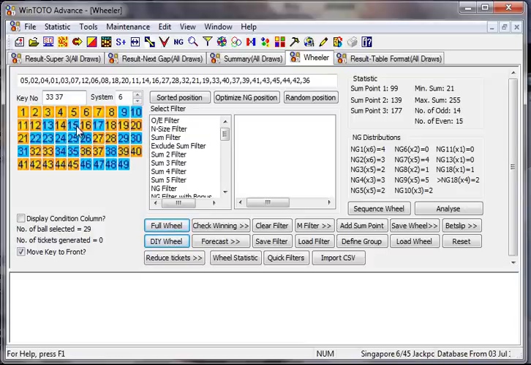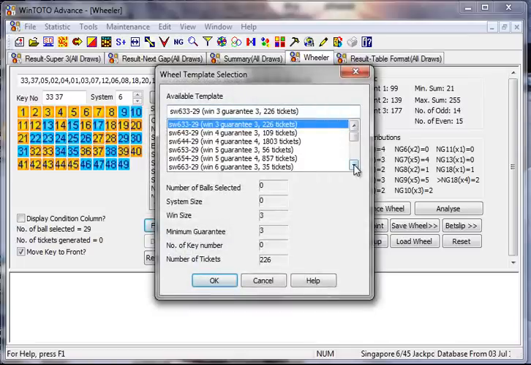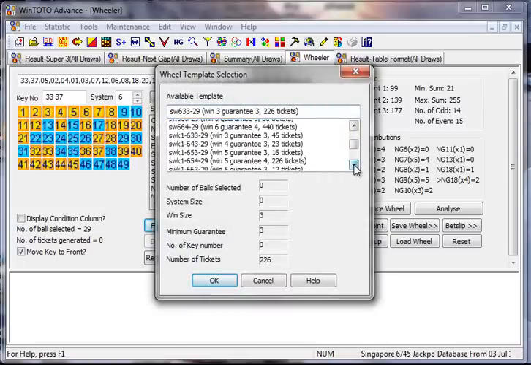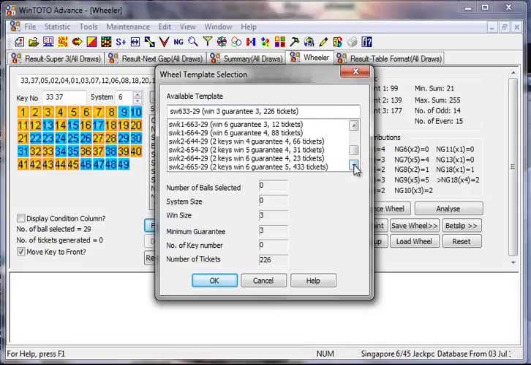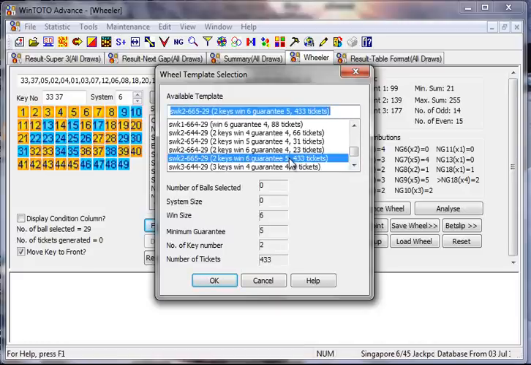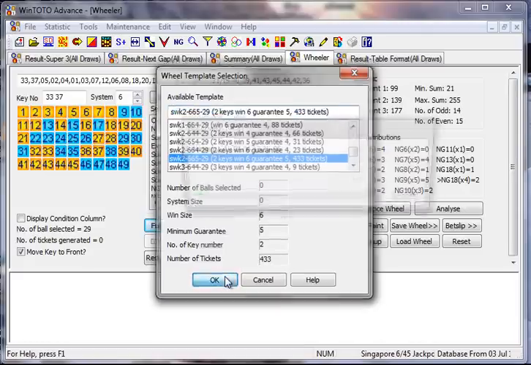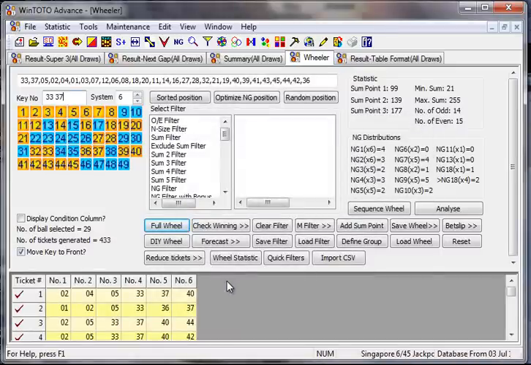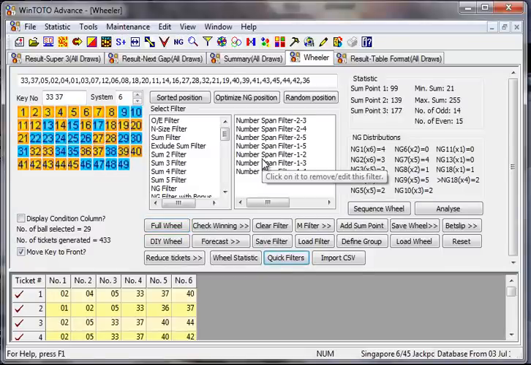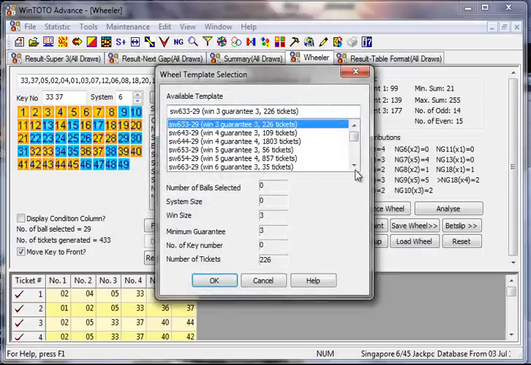Supposedly, let's say these are the two numbers that you have picked and you want to use them as key numbers. Now you make our job much more simple. All you need to do is go to the DIY wheeler, look for this thing called the two key numbers, SKW2. You can go for this Win 6 Guarantee 5. We got 433 tickets. Now, as you can see here, you can further add a quick filter to reduce it further. Once you put in the quick filter, you can actually go to another DIY below one more time.